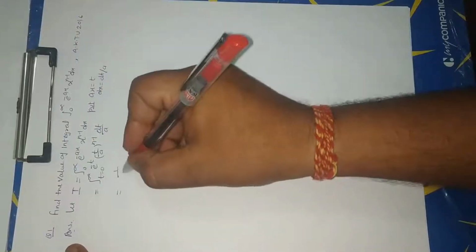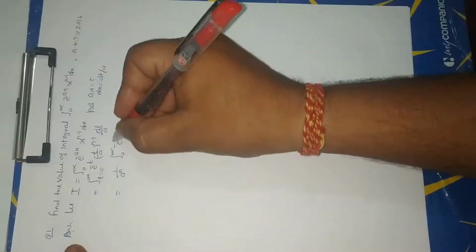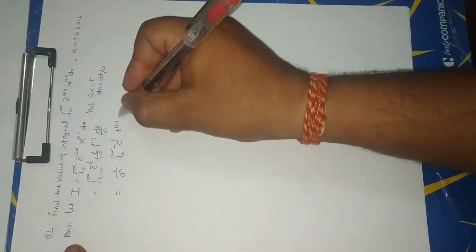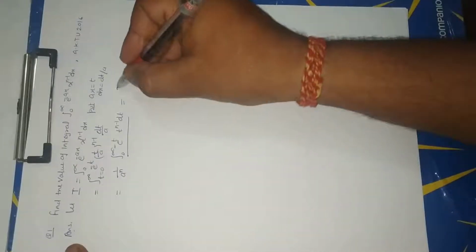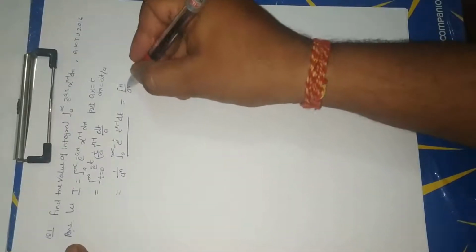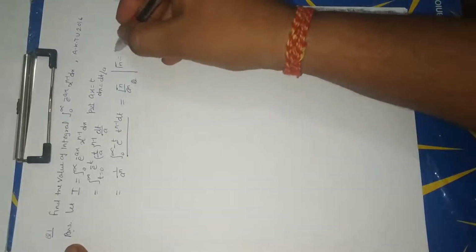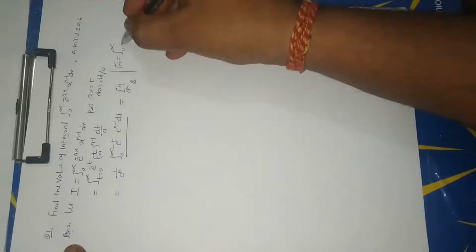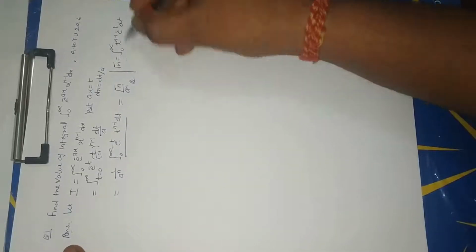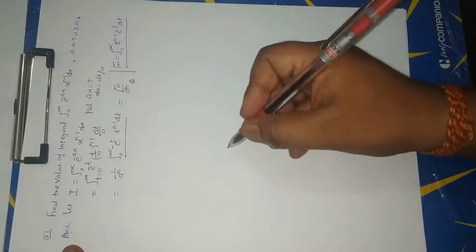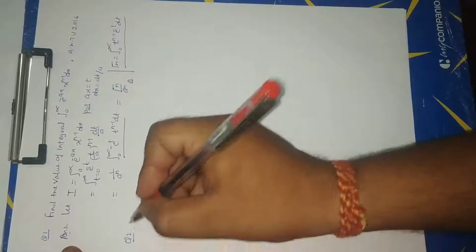This is equal to 1 upon a to the power n, integral with limit 0 to infinity of e to the power minus t, t to the power n minus 1 dt. This is the value gamma n upon a to the power n, since gamma n equals the integral from 0 to infinity of t to the power n minus 1 e to the power minus t dt. This is the definition of the gamma function. Now next, question number 2.